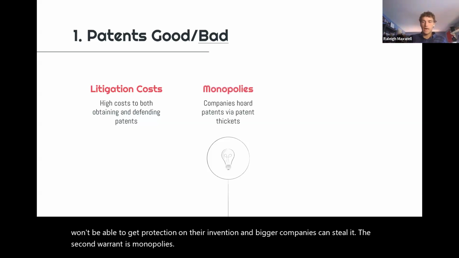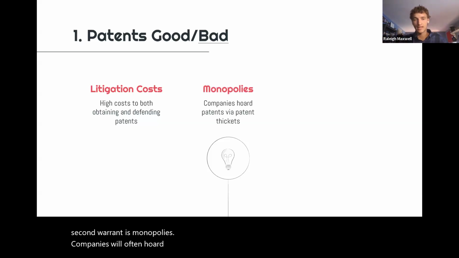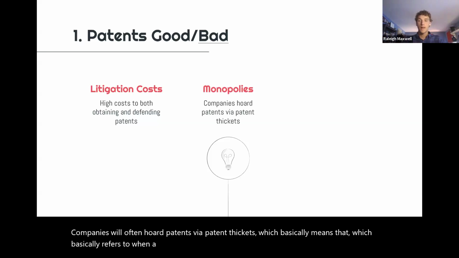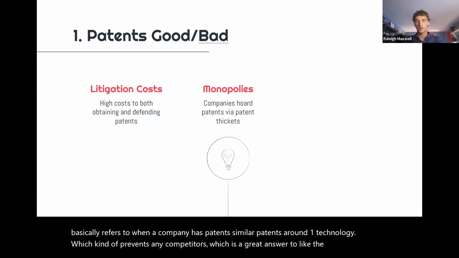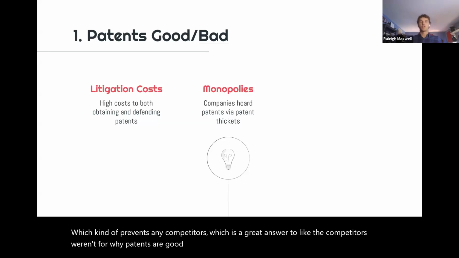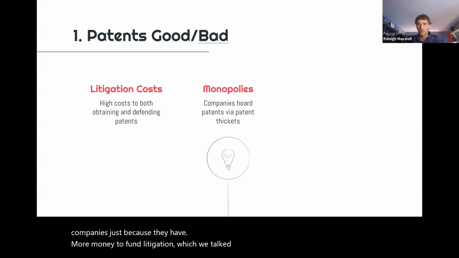Companies will often hoard patents via patent thickets, which basically refers to when a company has similar patents around one technology, which prevents any competitors, which is a great answer to the competitors warrant for why patents are good. Those big companies can also just totally dominate smaller companies just because they have more money to fund litigation, which we talked about with the last warrant.